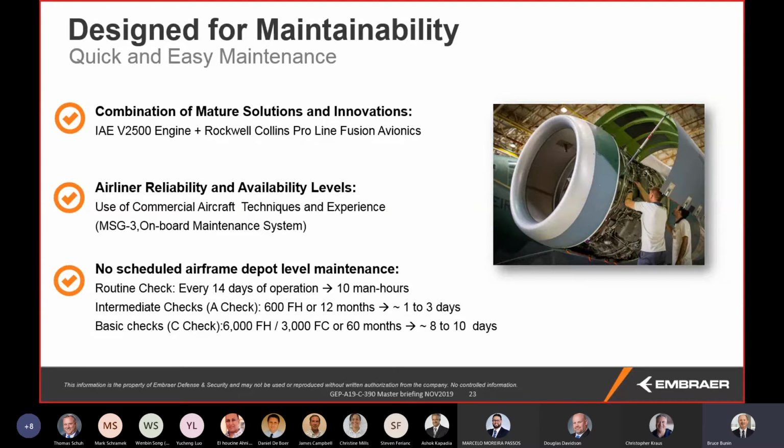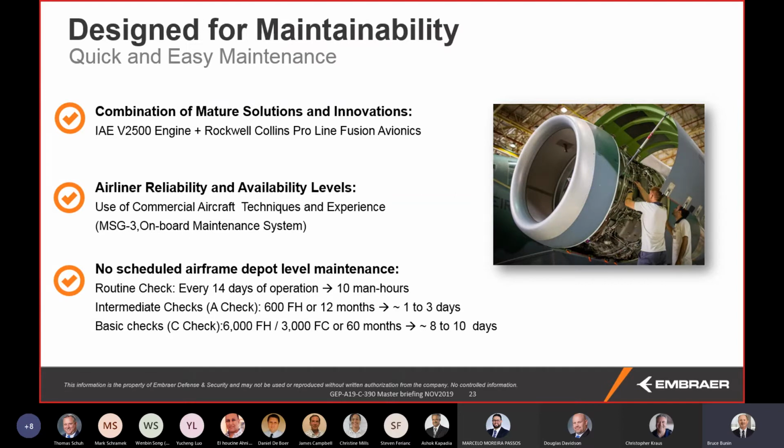And we've used all the modern tools for doing that, like MSG3 and onboard maintenance and diagnostic systems, et cetera. Many military customers are not used to being given an airplane like this with a commercial maintenance schedule with no depot level maintenance, but that's what we're doing.